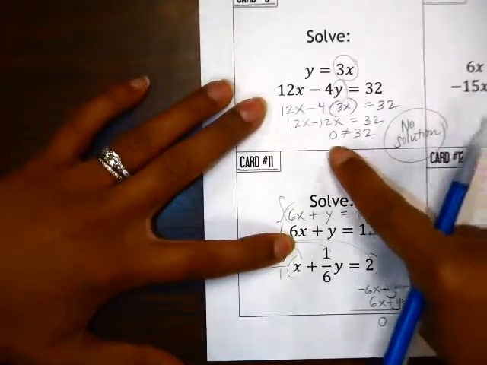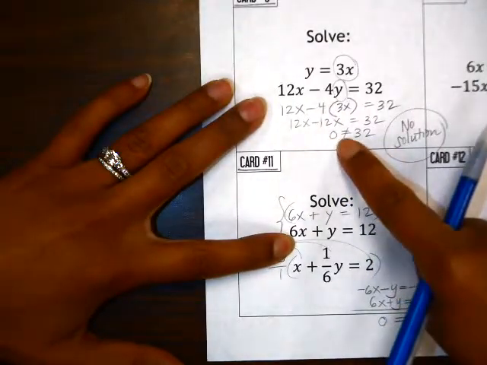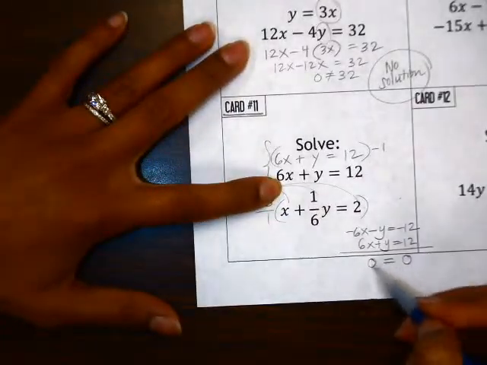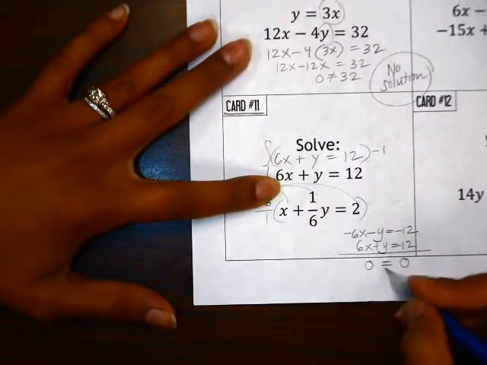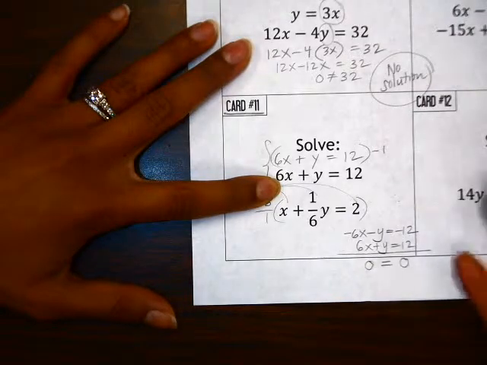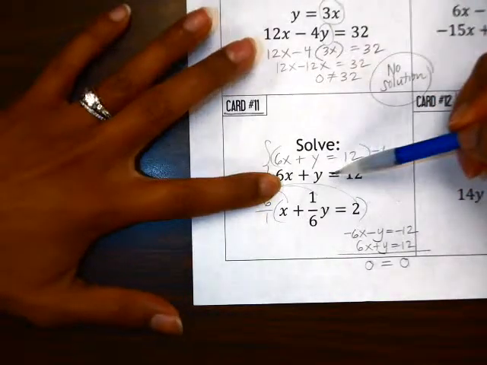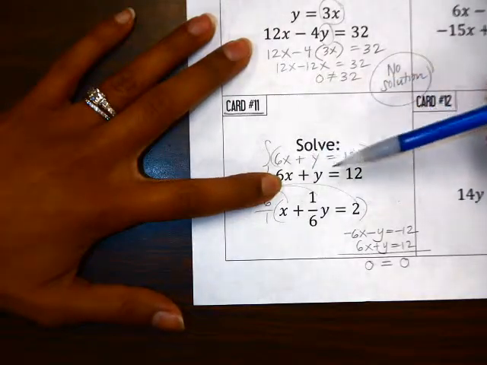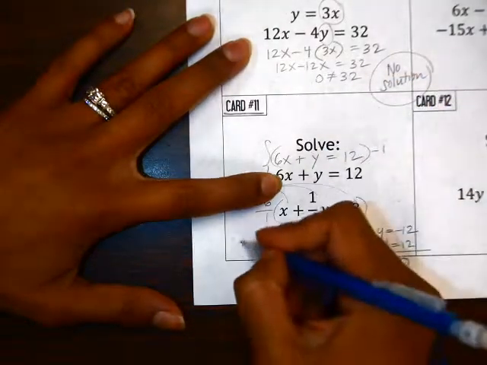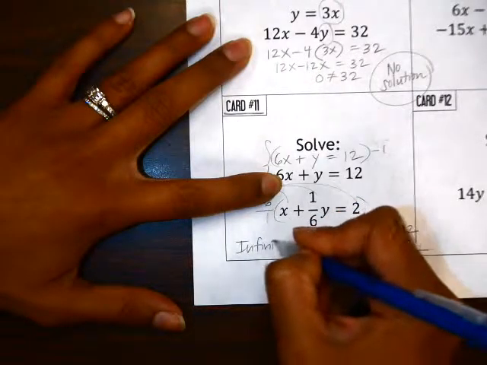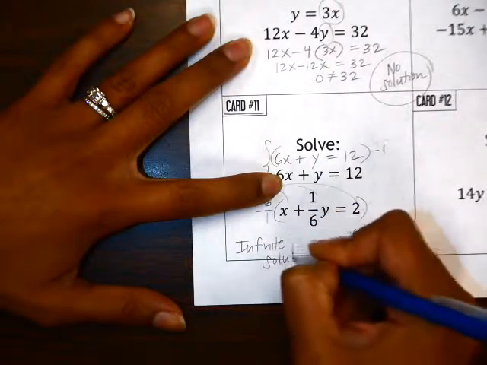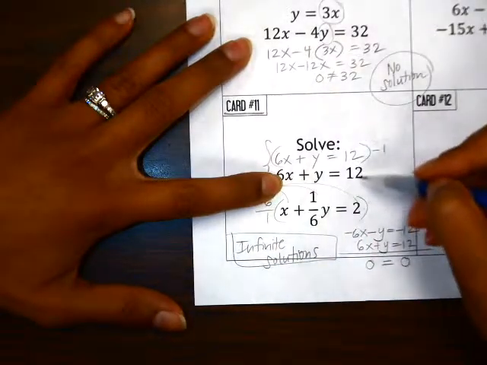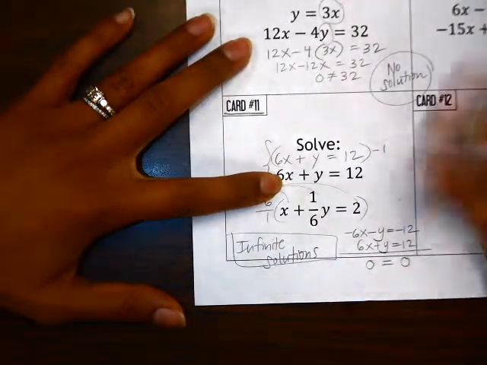As opposed to number 9, where we got 0 is equal to 32, and that was not a true statement. 0 equals 0, this is always a true statement. 0 is always equal to 0. What that means is that no matter what x and y are equal to, these two equations will always intersect. We say that this system of equations has infinite solutions because really what's happening is you have two lines that are the exact same line, so they're overlapping each other.